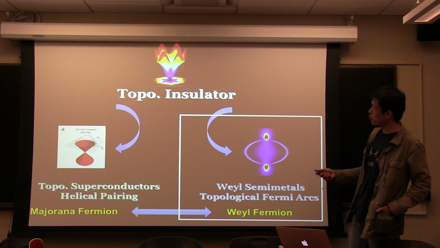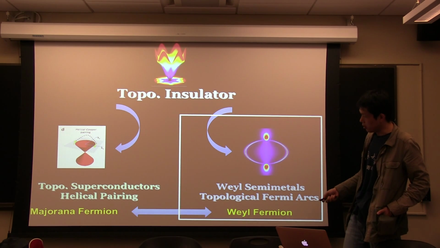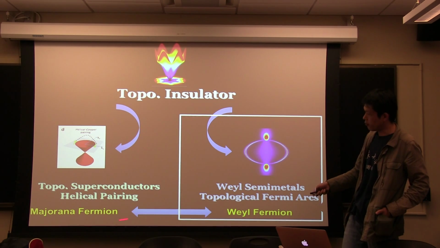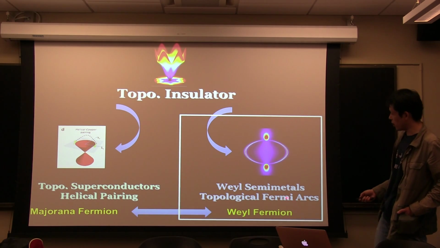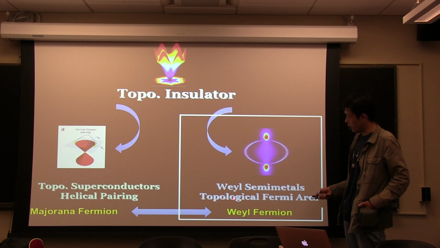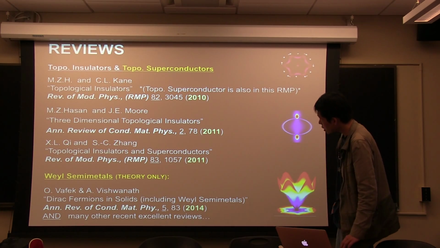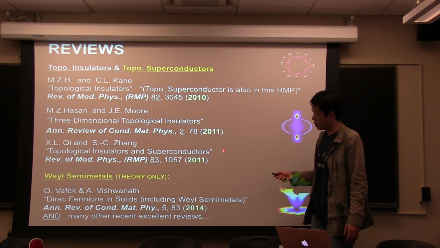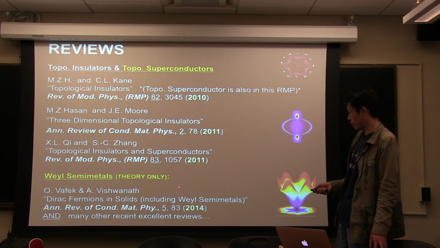Two of the truly exciting new frontiers that emerge from topological insulators are to search for Majorana fermions and to search for Weyl fermions. The first one is linked to finding a topological superconductor, and the second one is linked to finding a topological Weyl semimetal. Today I'm going to focus on the second part, the Weyl part. Here I'm just listing some useful reviews. For topological insulators there have been many, and for Weyl semimetals there have been only theory reviews, for example a review by Wolfgang and Vishwanath.